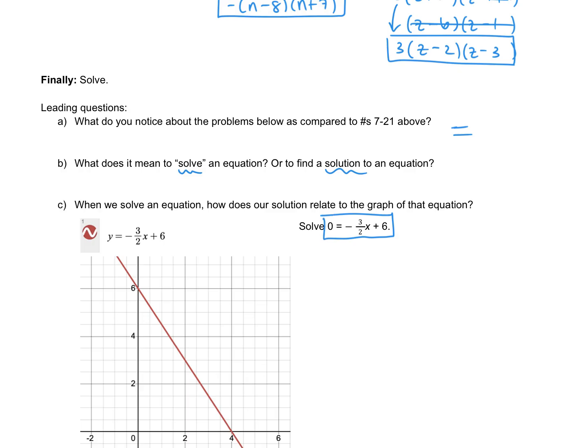If I were to solve that, what's the first thing that I'm going to do? What am I trying to do? What is my goal? If I say solve that equation, what's my goal? Okay, find an answer for what? For x. So I need to get x alone. So what I'm going to start by doing is adding 3 over 2x to the other side. So please do that. So we get positive 3 over 2x equals 6.